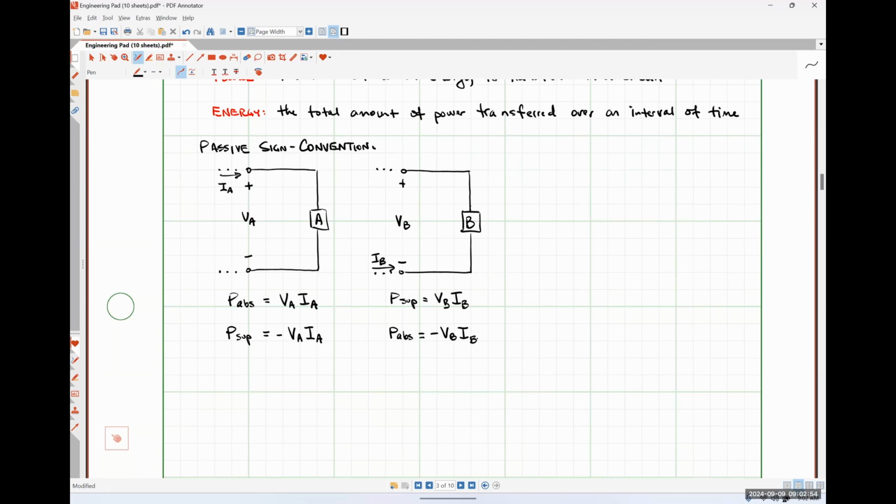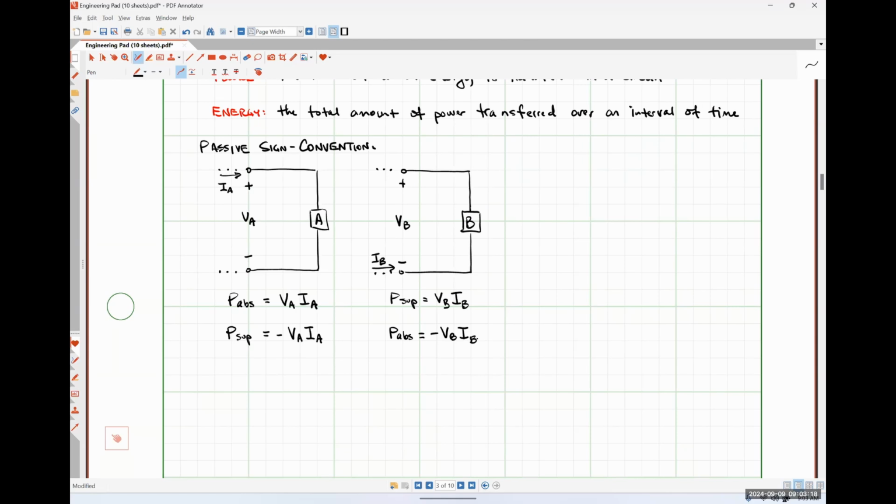I legitimately do not understand why this confuses people, because it is just easily stated as: when your current is flowing into the positive polarity terminal, voltage times current is absorbed power. If the current is flowing into the negative polarity terminal, voltage times current is supplied power. That's it.